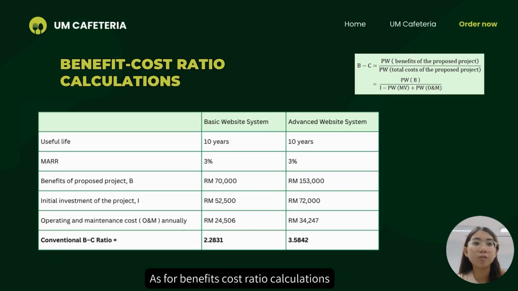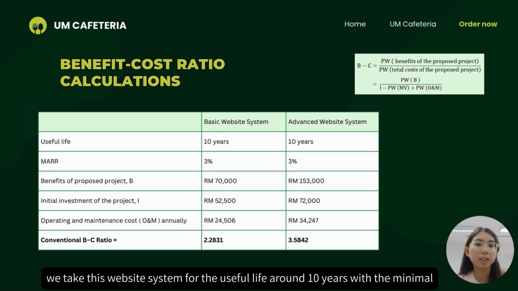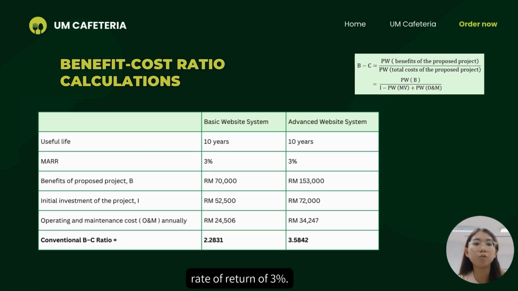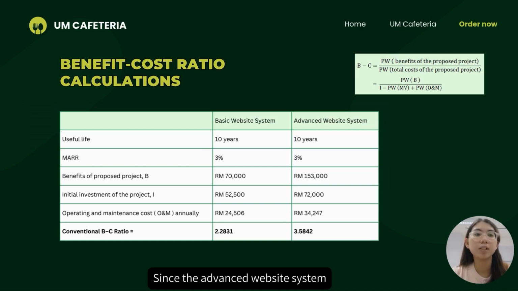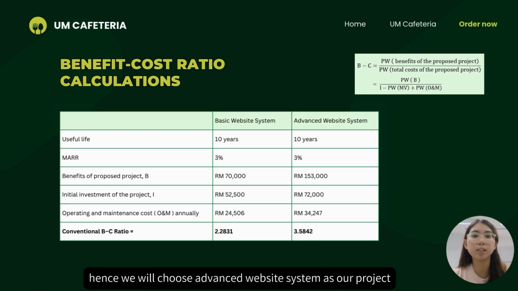As for the benefit cost ratio calculation, we take the useful life of this website system as around 10 years with a minimum attractive rate of return of 3%. After we calculate the benefits, initial investment, and the operating and maintenance cost, O&M, we substitute the values into the equations and get 2.2831 for the basic website system and 3.5842 for the advanced website system. Since the advanced website system has a higher conventional BC ratio, we will choose the advanced website system as our project.